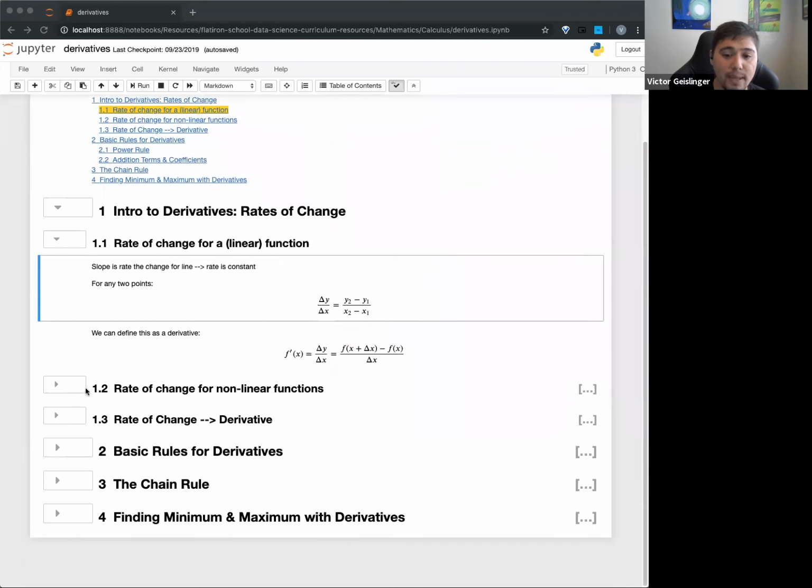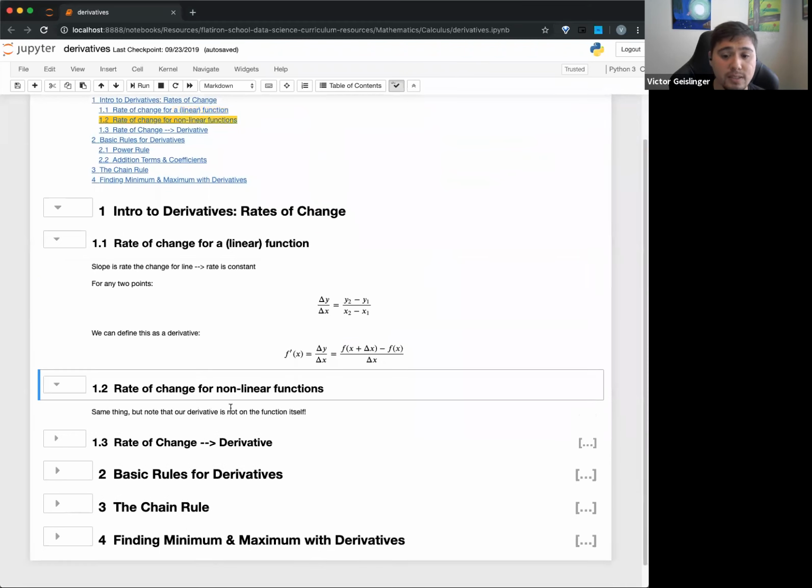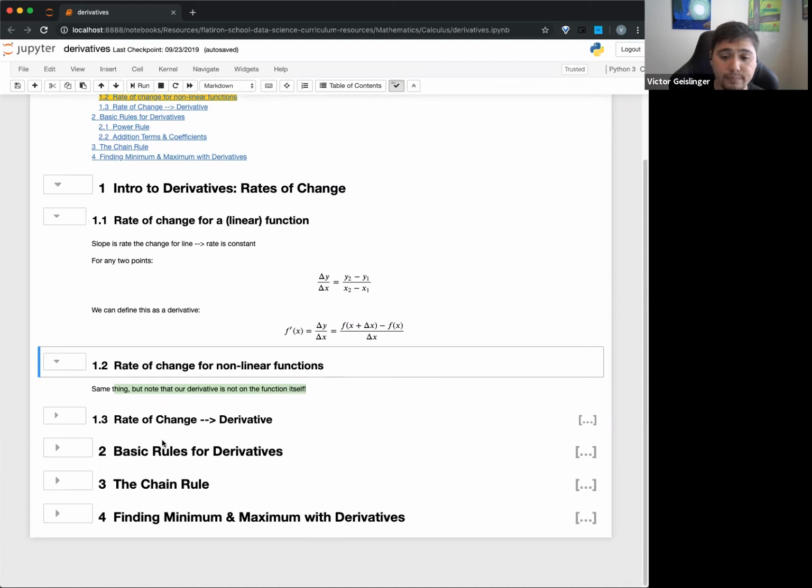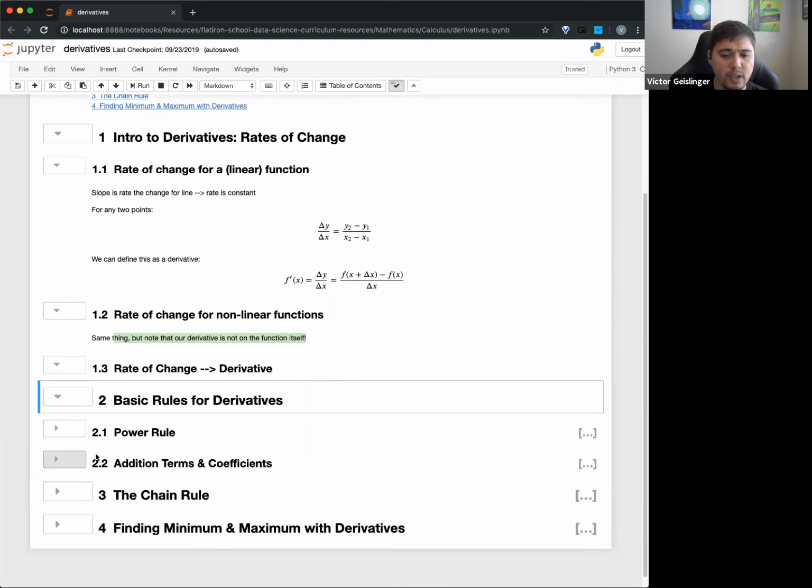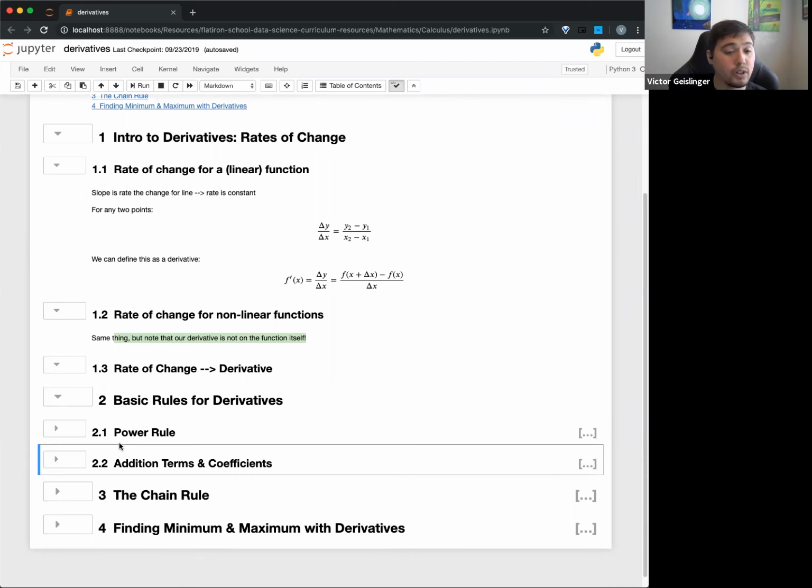So note that for the rate of change of nonlinear functions, we can still take a derivative. Like I said, for a line, the line's slope never changes. But if we have a nice curvy, funky function, the derivative will change. I won't go over the basic rules for derivatives, but just know that the ones you will really care about are the power rule, additional terms and coefficients, just knowing how to take a derivative essentially.